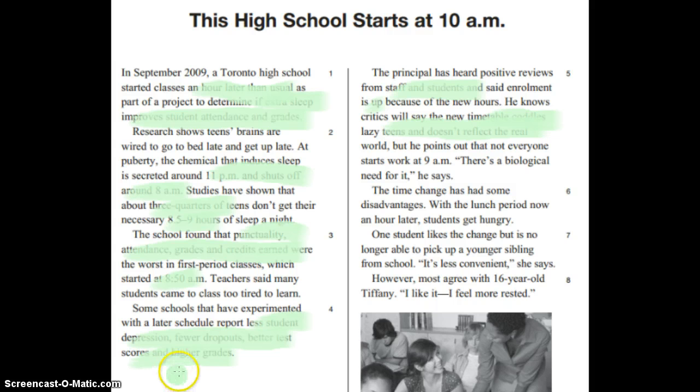So it sounds to me like it seems to show that starting school later seems to be pretty beneficial for the school, even though not everybody agrees with it.